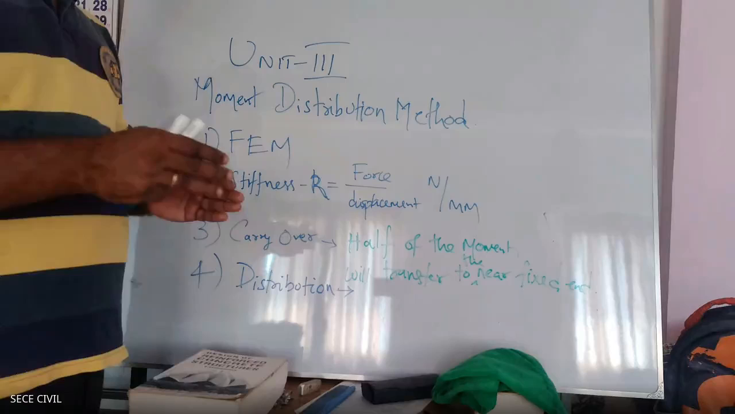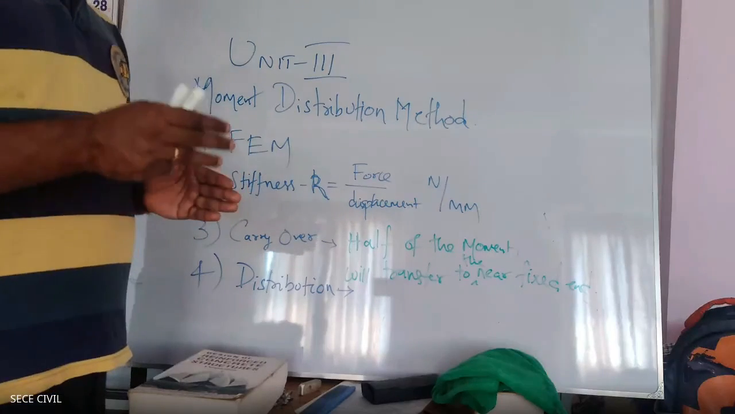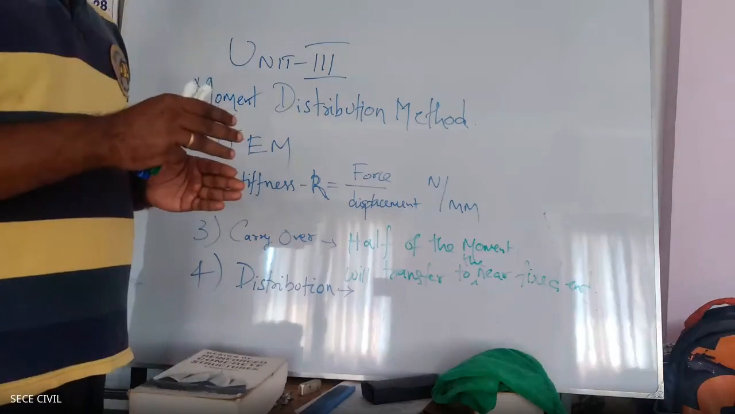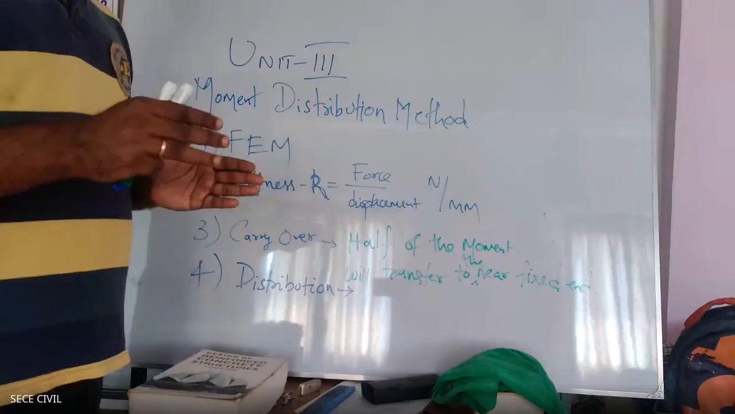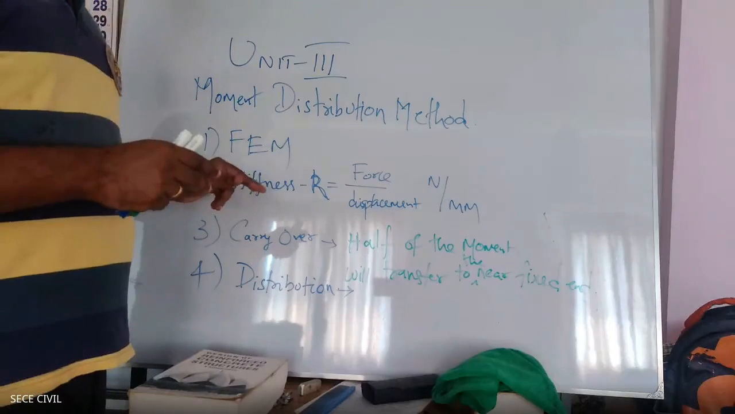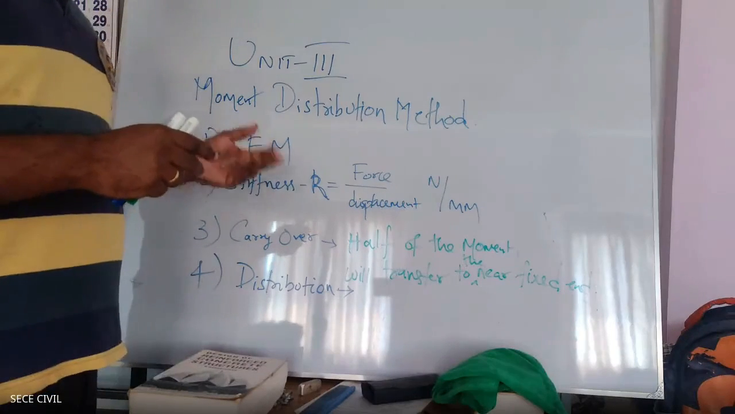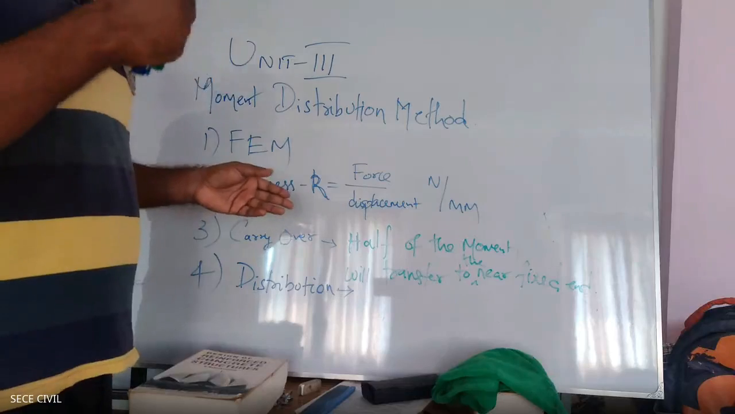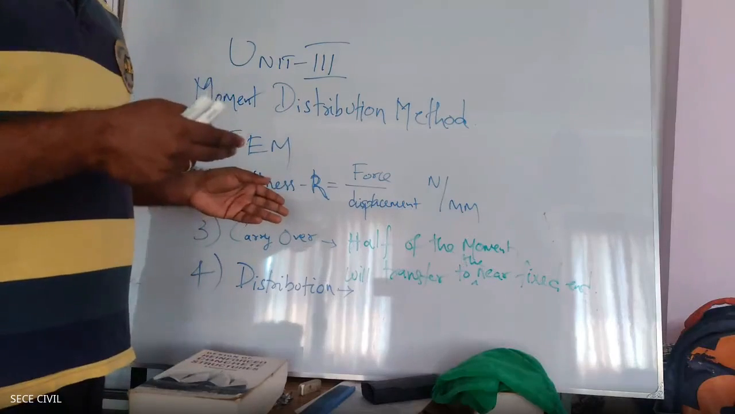Distribution means the moment already in that joint, you are distributing that moment for equilibrium condition. Carryover moment means you are applying an additional moment for equilibrium condition.